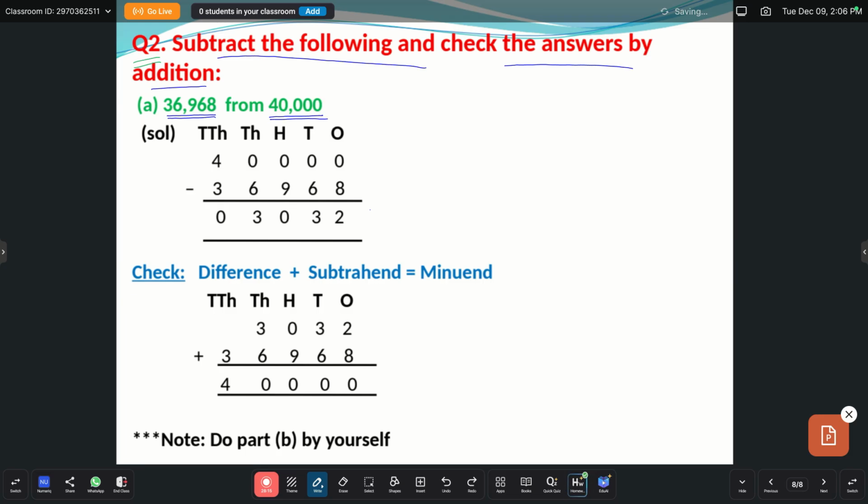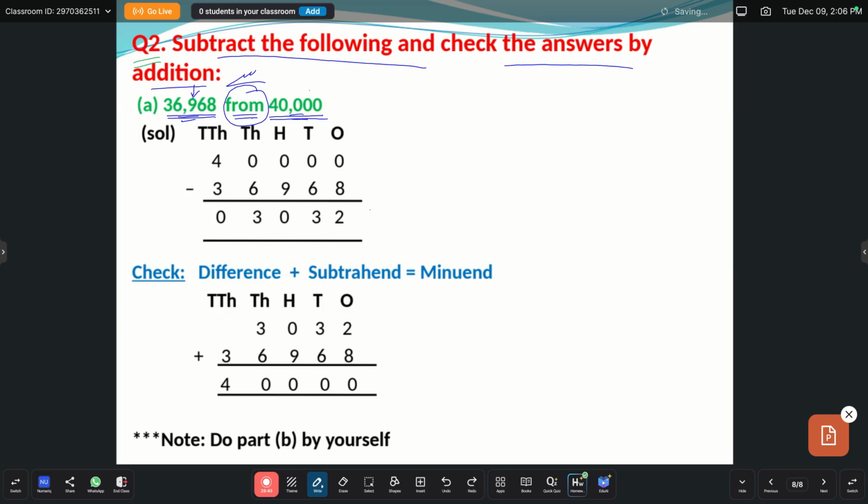See beta, here there is one important word. It's from. You will always remember one thing. Whenever you have a question like this, there is first number and there is second number. And here it is written from. But always remember that from means same. The question is asking you to subtract this number from this.